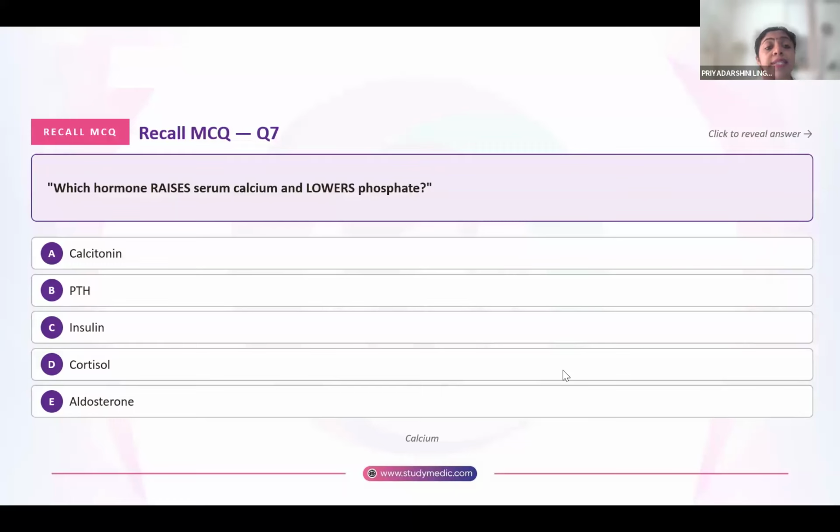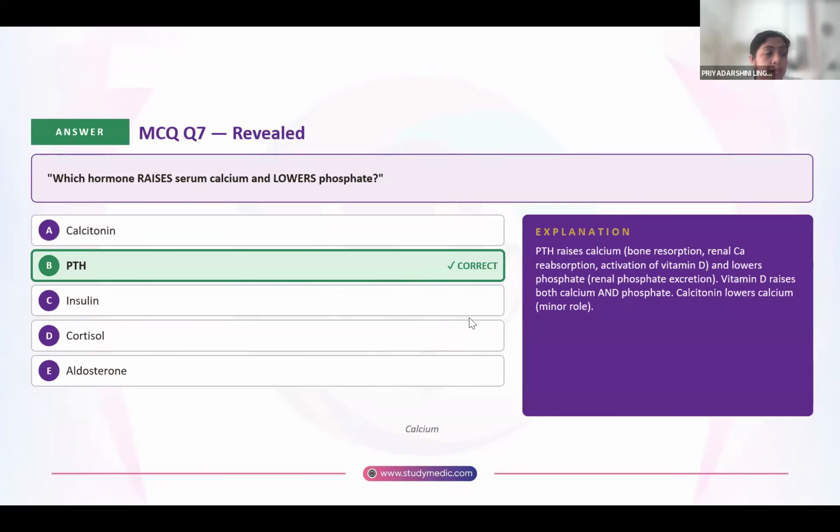Now, which hormone raises your calcium levels and lowers your phosphate? Calcium homeostasis. Now, what are the hormones that are associated here? We have calcitonin, we have parathormone, insulin, cortisol, aldosterone, of course, not associated with this. So, is it going to be calcitonin or is it going to be parathormone? The parathormone raises calcium level. How is it going to raise the calcium level? It causes bone resorption. It causes reabsorption of the calcium from the kidneys and it activates your vitamin D levels.